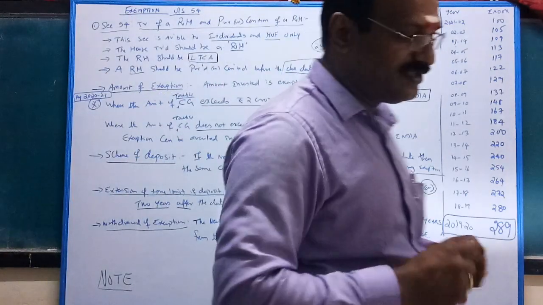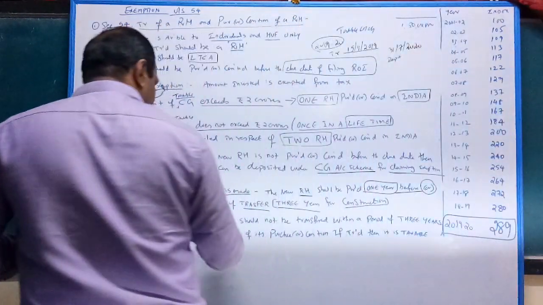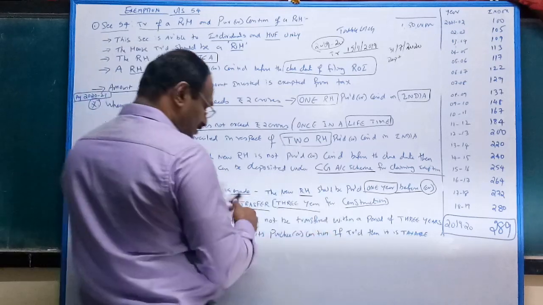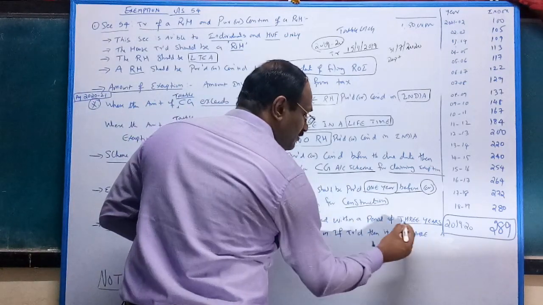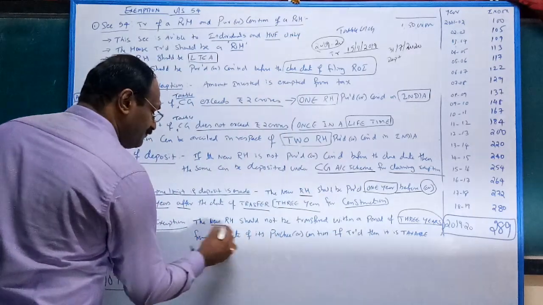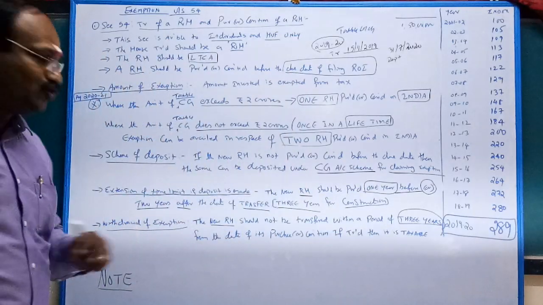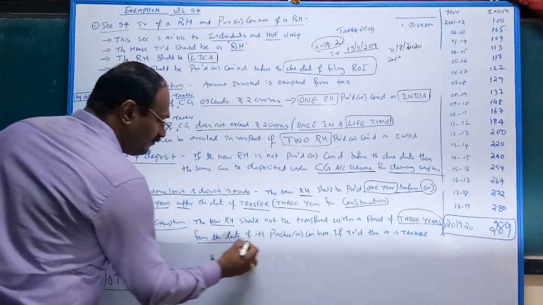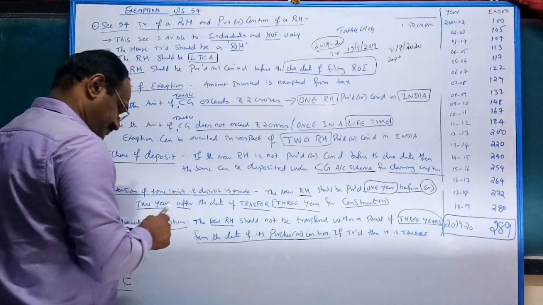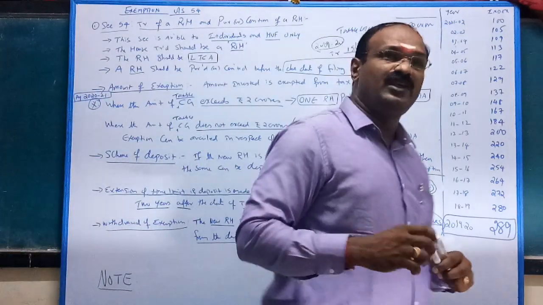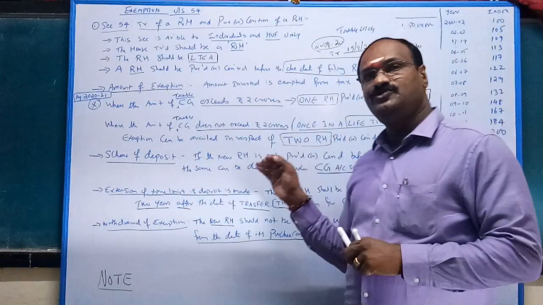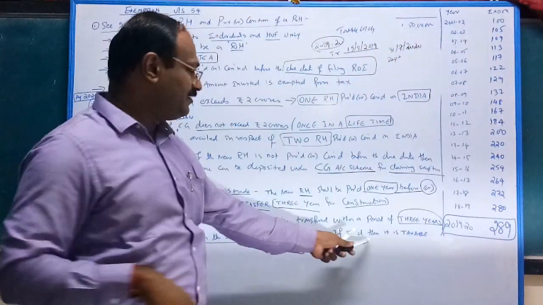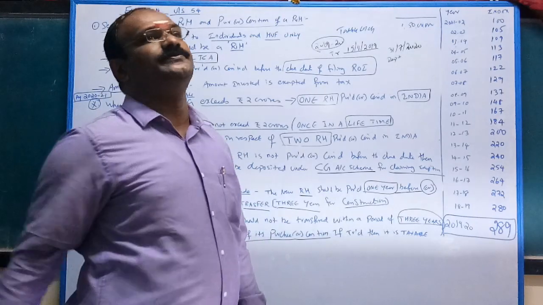Withdrawal of exemption. Suppose the new residential house should not be transferred within a period of 3 years. Very important. You are claiming exemption, no? You are claiming exemption, so the new residential house should not be transferred within a period of 3 years from the date of its purchase or construction. You claim the exemption for that particular house. You should not transfer it within a period of 3 years. Suppose if you transferred, then it is taxable.